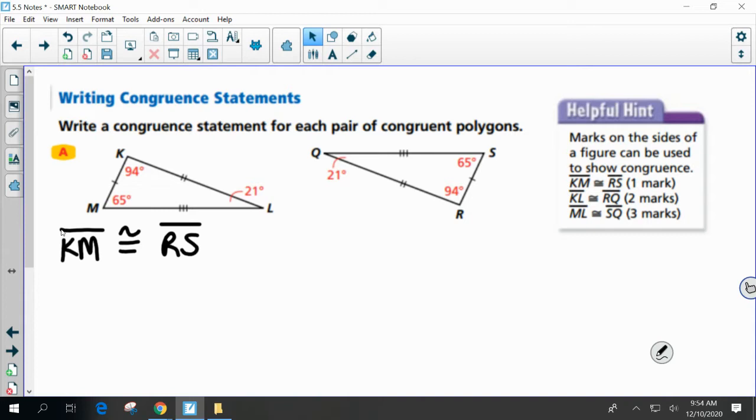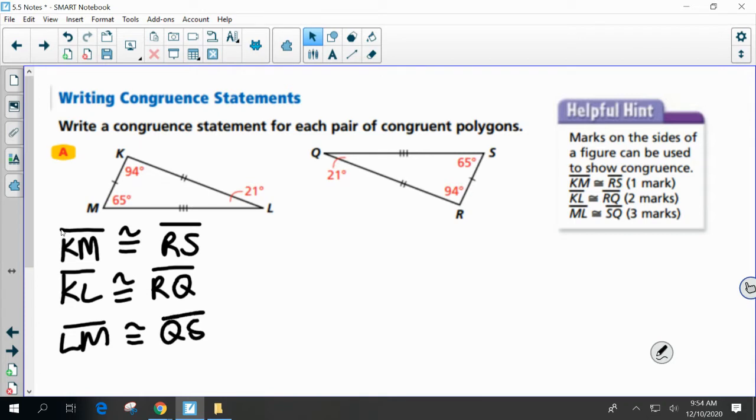Okay, if we do the next side, we would have KL. So we're going from 94 degrees to 21. We're going to do the same thing on the next triangle. So 94 to 21 would be RQ. And then the last side would be LM. So 21 degrees to 65 would be QS. Okay, so that's a congruency statement with the sides.